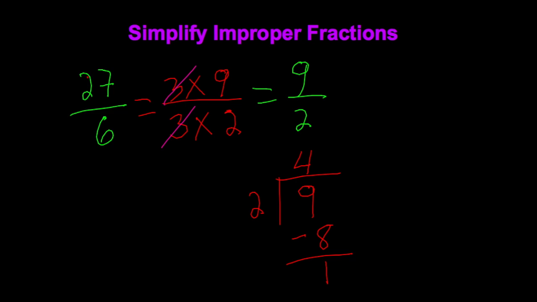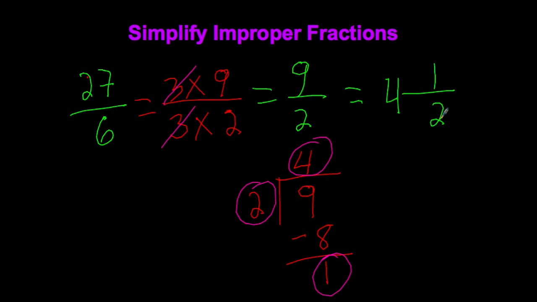So remember, you're going to use those 3 numbers. The divisor is always the bottom number. The 1, which is the remainder, is the top number. And this number, the quotient, is the number that goes in the front. So this is 4 and 1/2. So if you were to do 2 times 4 is what? 8. 8 plus 1 is 9. So it will be 9 over 2.